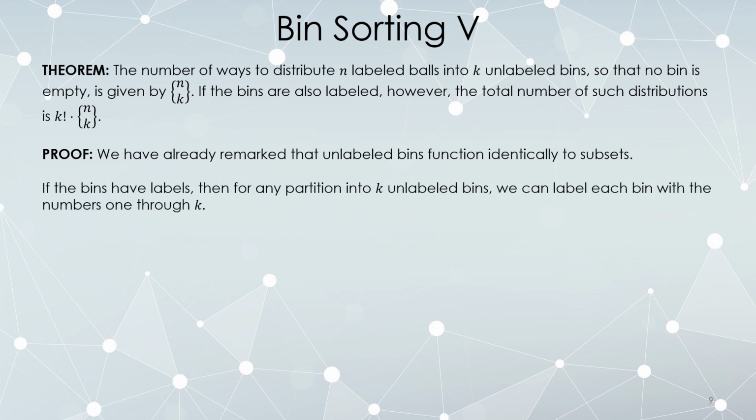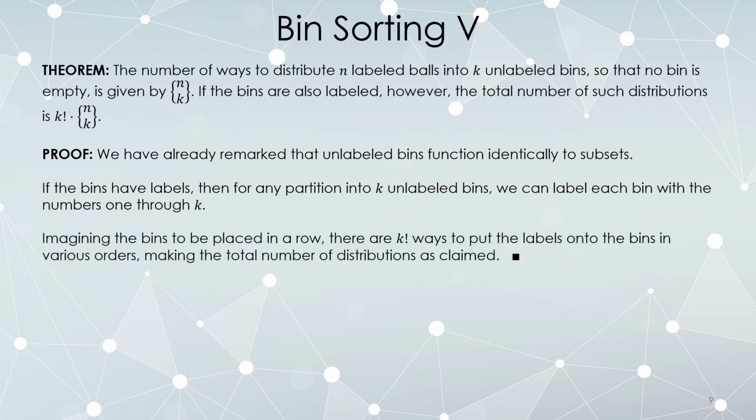But what if the bins have labels? Okay, then for any partition into k unlabeled bins, we can in fact label each bin with the numbers 1 through k. So I have k distinct subsets, and I just want to label them 1 through k. But if I imagine the bins placed in a row, there are k factorial ways to put the labels onto the bins. Okay, if I want to distribute the labels 1 through k onto the k different bins, there are k factorial ways to do that.